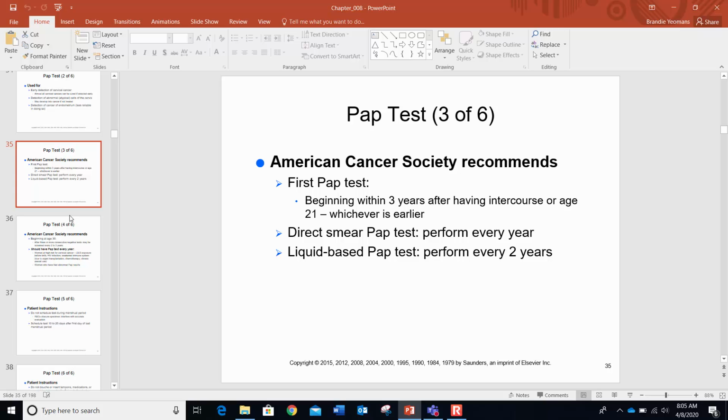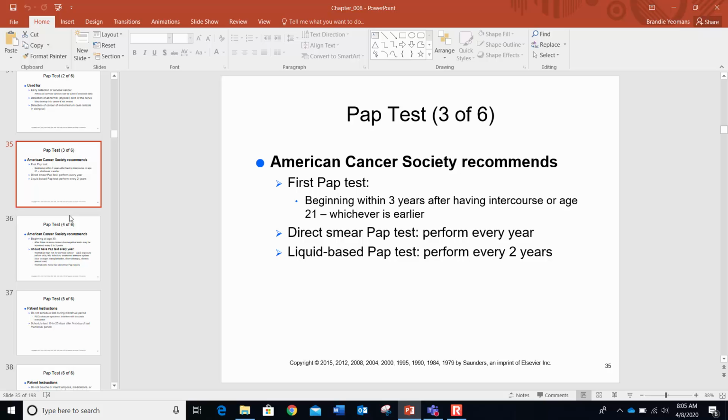Now, how frequently should our patient have a Pap smear? So the first Pap smear should be beginning 3 years after having intercourse or after age 21, whichever one comes first. So when your patients are sexually active, then we're going to start those Pap smears. Or if they do not start having sexual intercourse, then if they turn 21, we would start at that point.